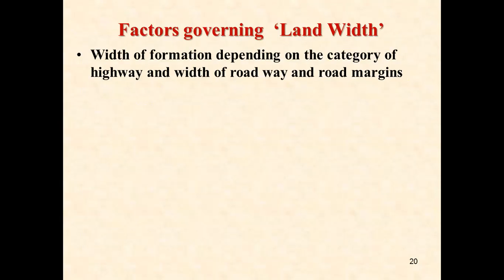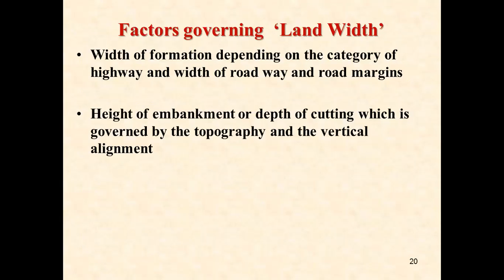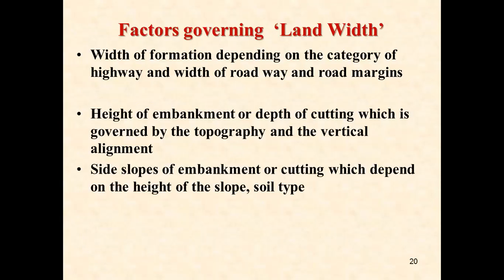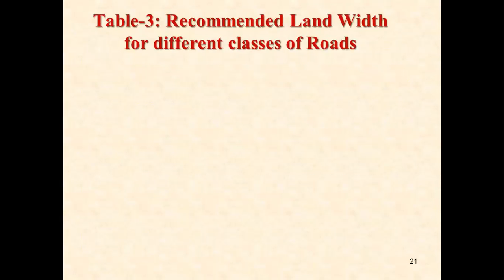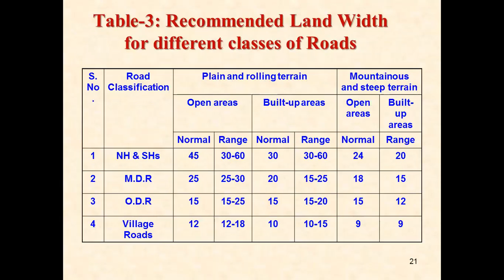The width of the formation depends on the category of the highway, the width of the roadway and road margins, the height of embankment or depth of cutting, which is governed by the topography and vertical alignment, and the side slopes of the embankment. What are the recommended land widths of different classes of roads? Right of way is also for future development, so we acquire the land, and that is called the right of way. The formation width plus the future extension is called the right of way.